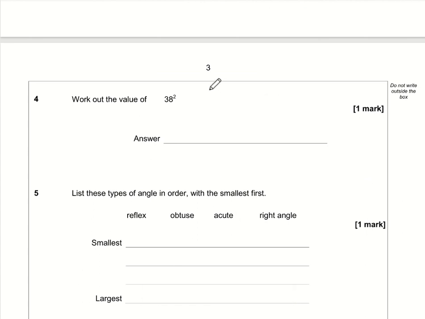Work out the value of 38 squared. Well, that means 38 times by 38, and 38 times 38 is 1444.